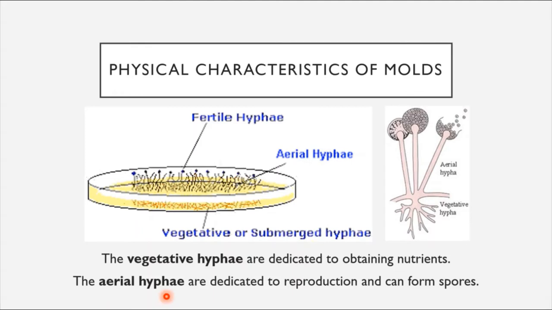The aerial hyphae are named for the fact that they will be projecting upwards into the air, and they are dedicated to the production of spores for reproduction. So here we can see another closer-up depiction of the aerial hyphae and their associated spores, and the vegetative hyphae feeding them from below.